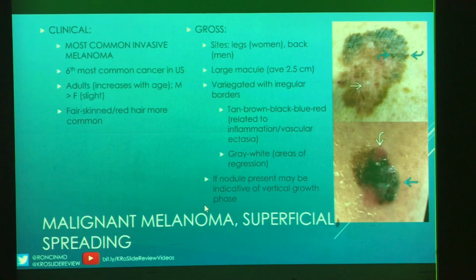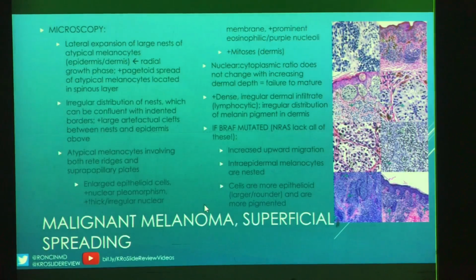And if you have a nodule, so it's not flat, you have a nodular area, then that is very indicative of a vertical growth phase, which means it is going down. So your Breslow depth of invasion is increasing. This is a bad sign if you're seeing that with this type of melanoma.